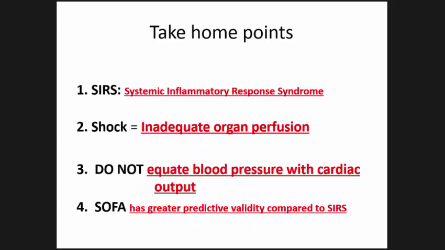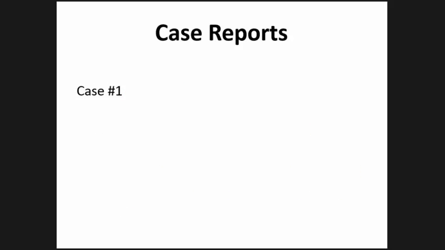The take-home points, SIRS we discussed, shock is inadequate organ perfusion. Do not equate blood pressure with cardiac output. The SOFA, forget that. I shouldn't even have that in there. Let's do some case reports and then we can wrap this up pretty quickly.